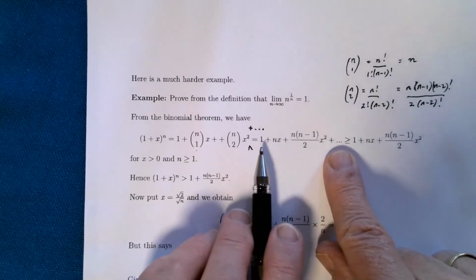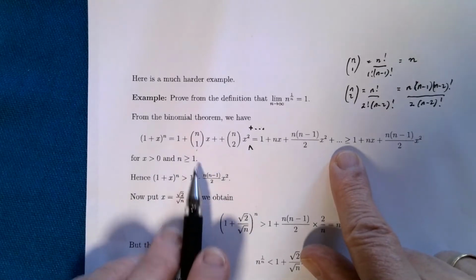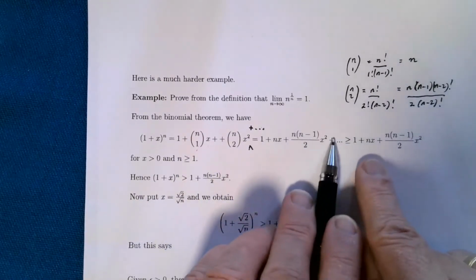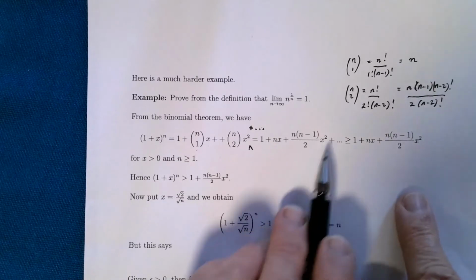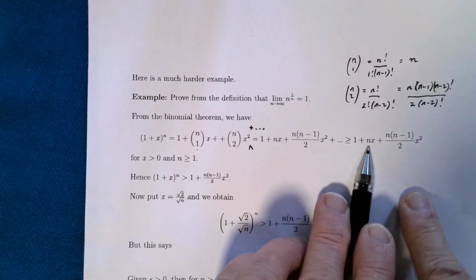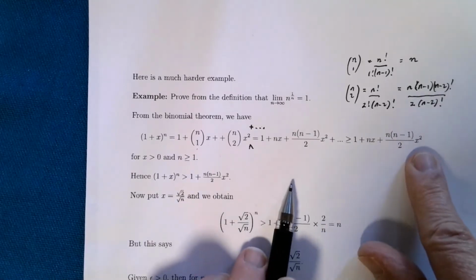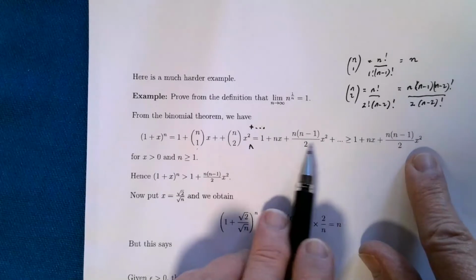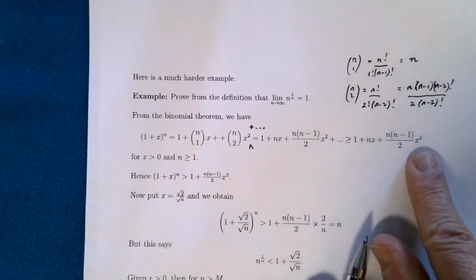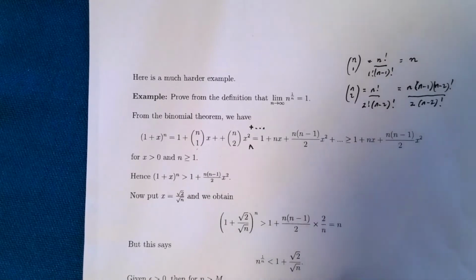I'm going to say, well, all these terms are positive, x is positive and n's bigger or equal to 1, so I can toss away all of the terms in here and say, look, this is just bigger than n plus nx plus n into n minus 1 on 2 x squared. That is, I can toss away all this and just keep the first few terms. And indeed, I'm going to toss away a bit more. I'm going to toss away the nx as well.